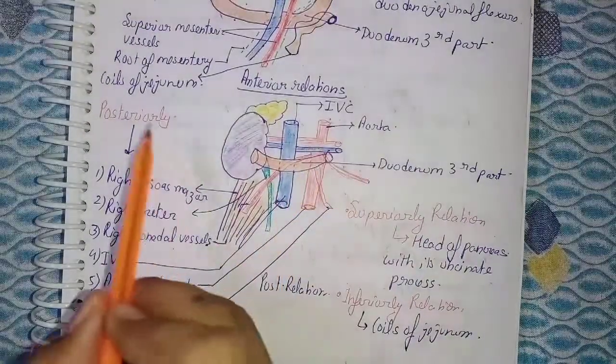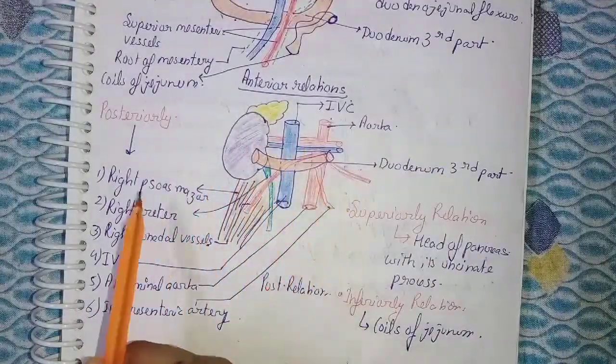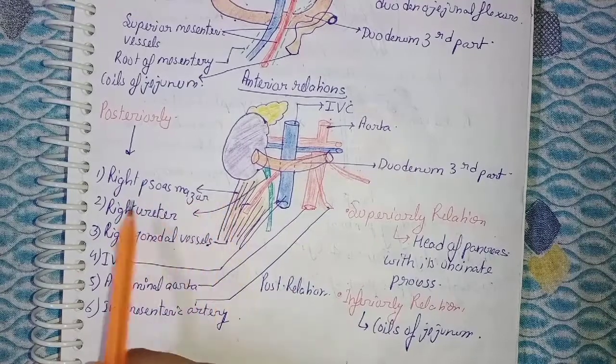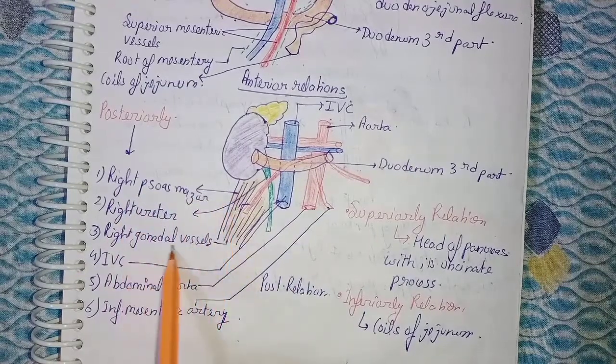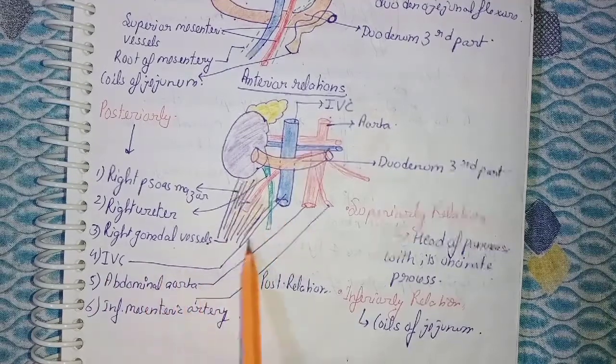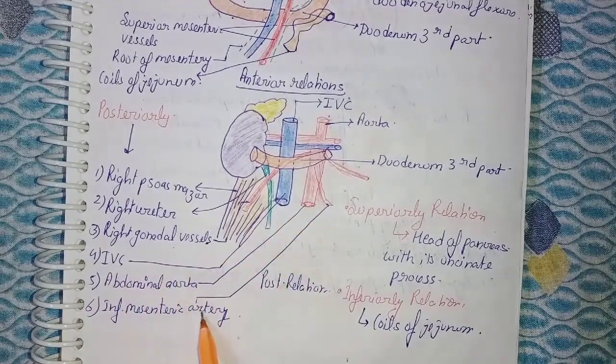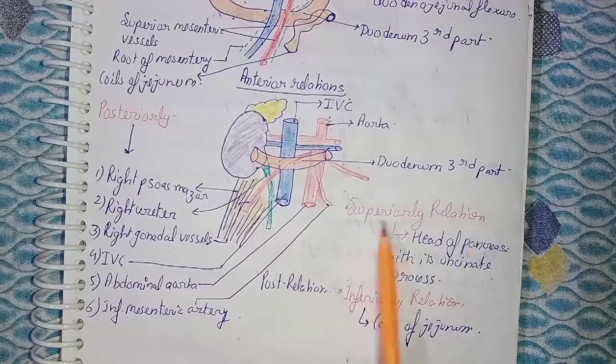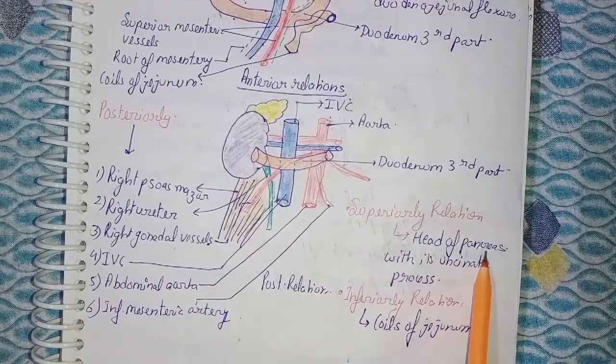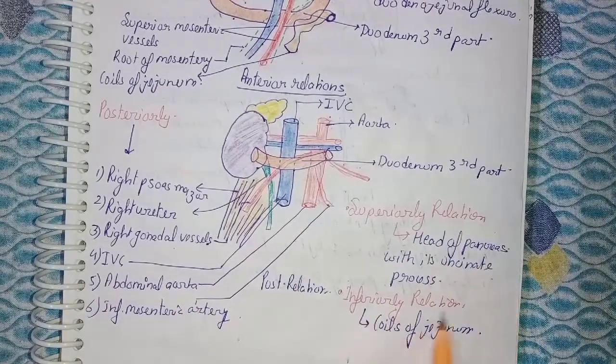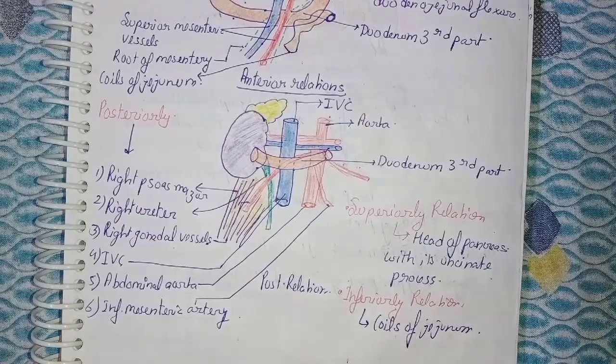Now coming to the posterior relation, as you can see in the diagram: the right psoas major muscle, the right ureter, the right gonadal vessels, inferior vena cava, abdominal aorta, and inferior mesenteric artery. Superior relations are head of pancreas and inferior relations are coils of jejunum.